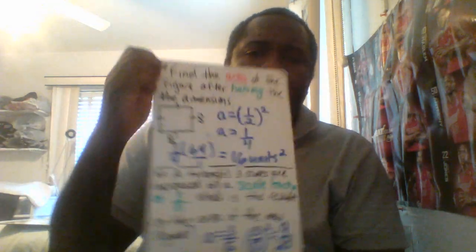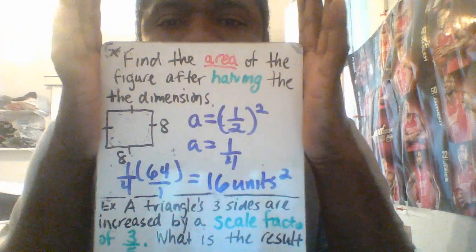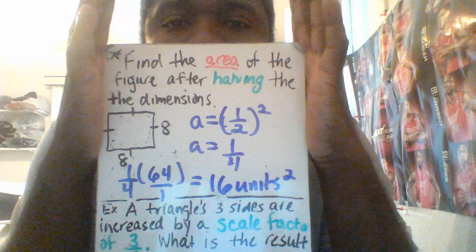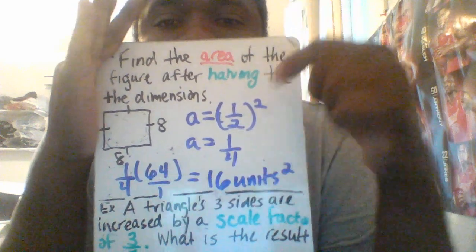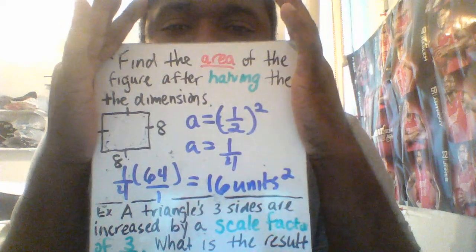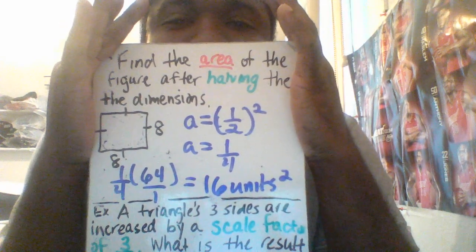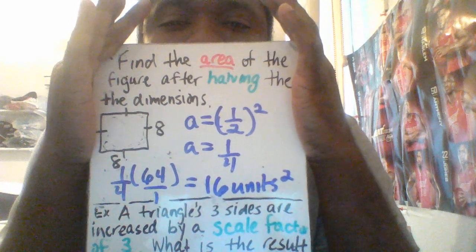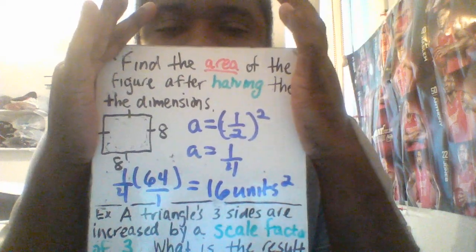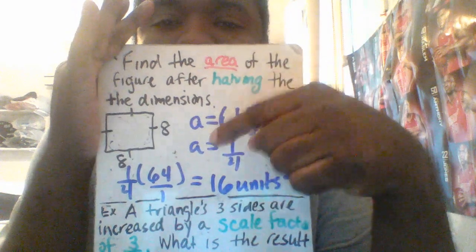Okay, so here we go. We have right here, it says find the area of the figure after halving the dimensions. Halving, what does halving mean? It's similar to having, H-A-V-I-N-G, but it's also halving. It means to cut in half, right? So half is 1 over 2, so that's pretty straightforward.